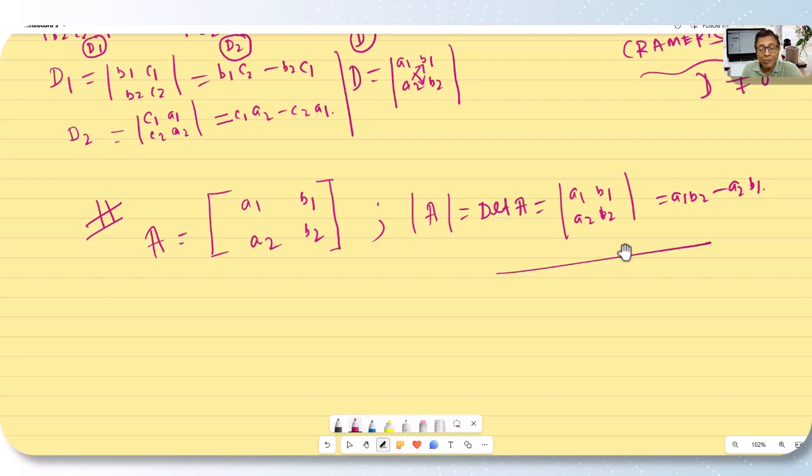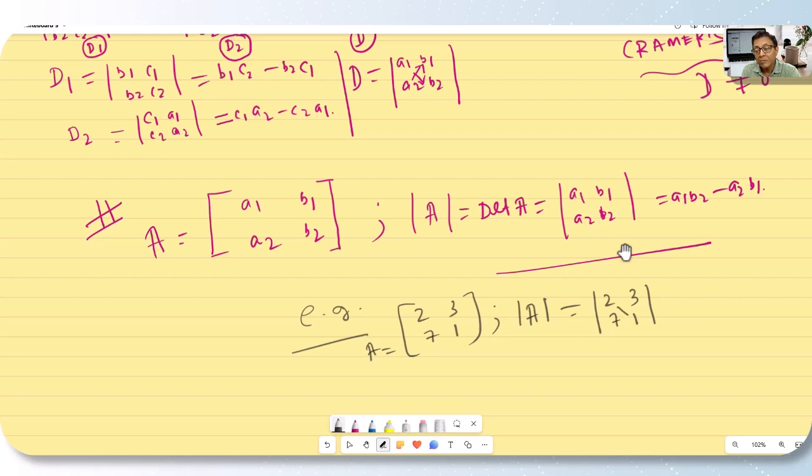For example, if I take one very simple example, say we have to find the determinant of this matrix, 2, 3, 7, 1. Then det A is the determinant of 2, 3, 7, 1. This one you can do nicely, that is 2 into 1 minus 3 into 7, 2 minus 21, that is minus 19, is the value of a 2 by 2 determinant.